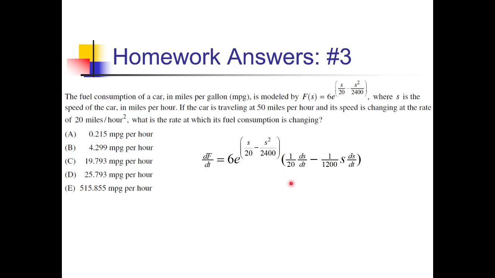So this is the whole derivative. Now we have to plug some things in. So for s, we're going to plug in the 50. That's the actual speed of the car. So we have 6e to the 50 over 20 minus 50 squared over 2400. And we're going to have 20 going in for the ds over dt. And just to verify, this is a positive 20. They said we're changing at a rate of positive 20, so that's what we'll plug in. So we have 1 over 20 times 20 minus, and now we're also going to have negative 1/1200, s is again 50, and we've also got 20 going in for ds over dt.